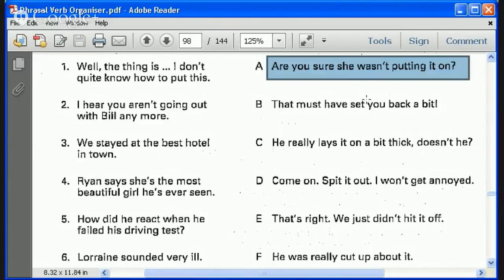Now, one thing I need to point out here is that this is kind of the British usage. Are you sure she wasn't putting it on? An American would say, are you sure she wasn't putting you on? Putting it on, putting you on, Americans would use a pronoun related to a person. Okay. British say putting it on, meaning she's acting. An American would say putting you on, meaning she's acting in order to fool you. Actually, both mean pretty much the same thing.